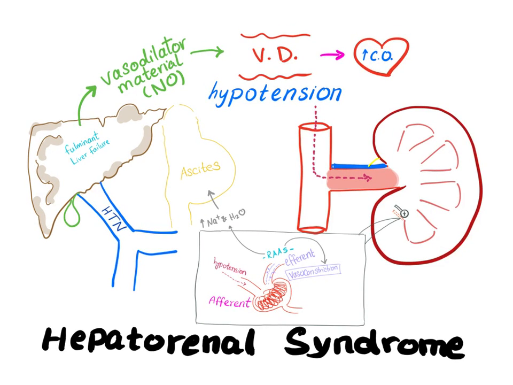So hepatorenal syndrome is a hepatic problem leading to a renal problem via vasoconstriction and hypotension. You will have ascites, and also you'll have portal hypertension, and you will have damaged kidney and decreased kidney function and elevated BUN and creatinine.